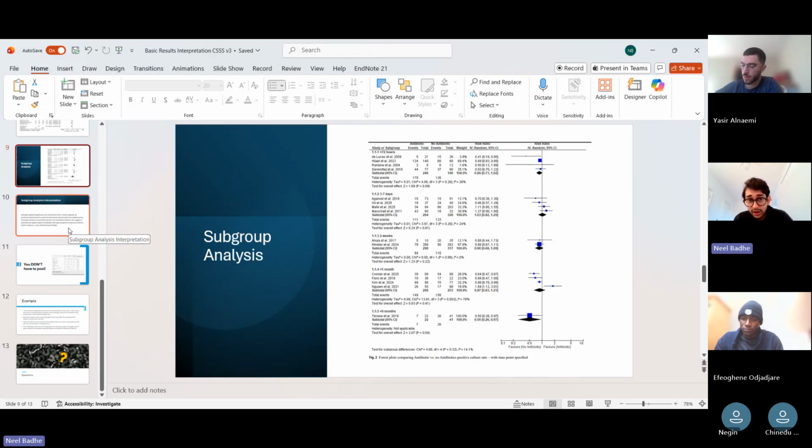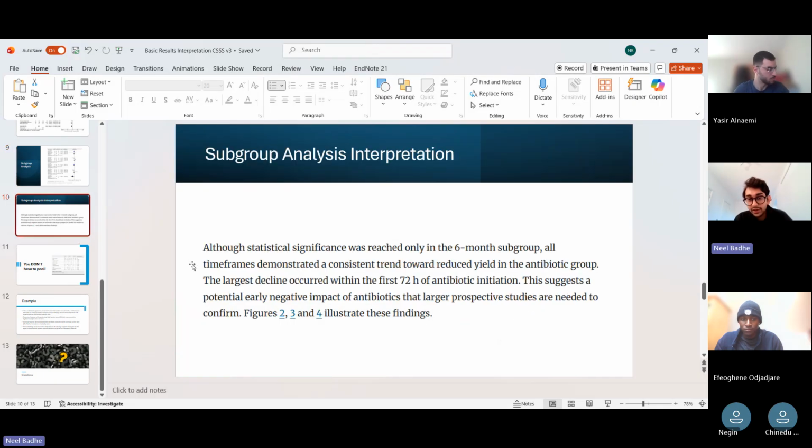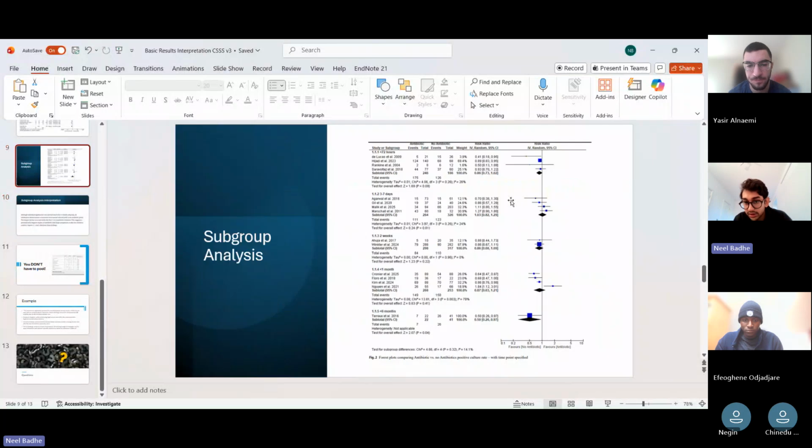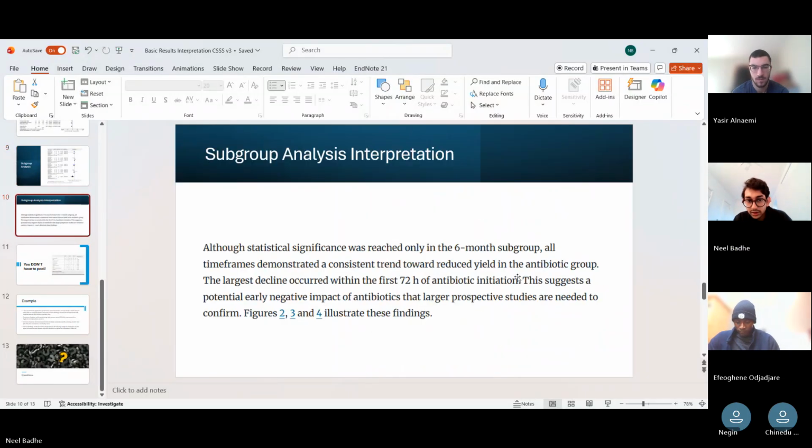Thank you. And this is just an example of the descriptive analysis of that. So although significance was only achieved in the 6-month group, there was a general trend towards reduced yield in the antibiotic group. So you can see they're mostly towards the left of that, even if there's not significance. And then putting those findings into the context of the wider review, suggesting that antibiotics may negatively impact the cultural yield. So comment on significance and then put it into context.